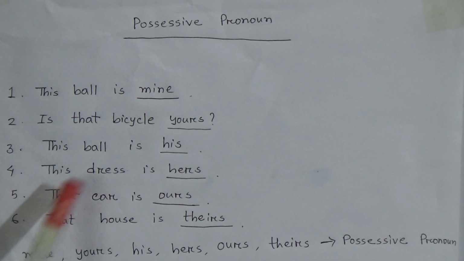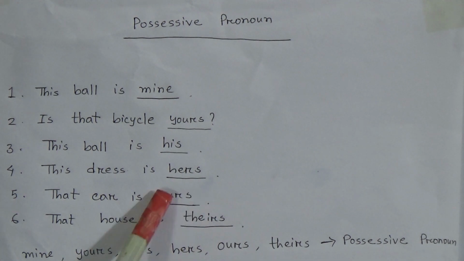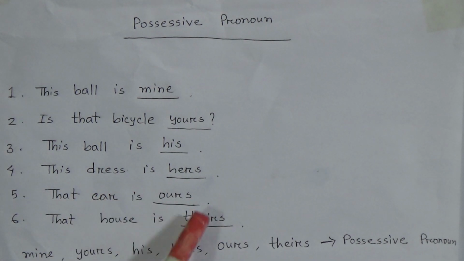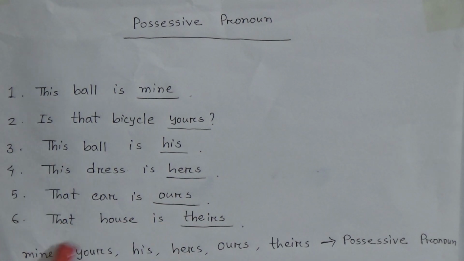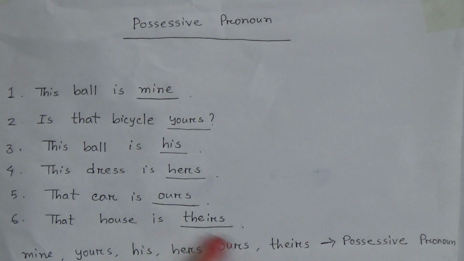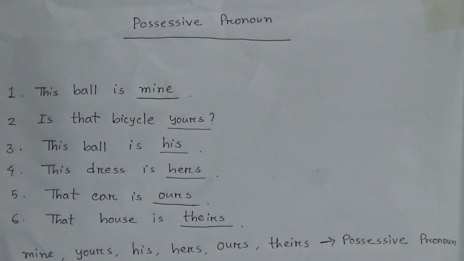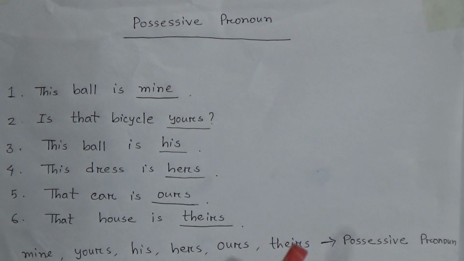Number 4, this dress is hers. Here I have underlined the word hers. And number 5, that car is ours. Here I have underlined the word ours. The number 6, that house is theirs. Here I have underlined the word theirs. Now look dear students, the words mine, yours, his, hers, ours, theirs.